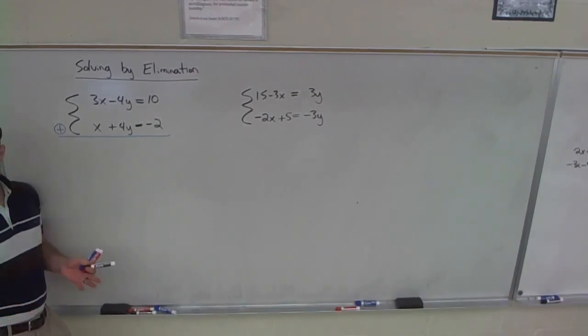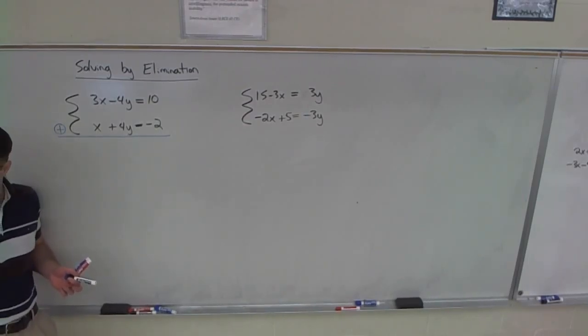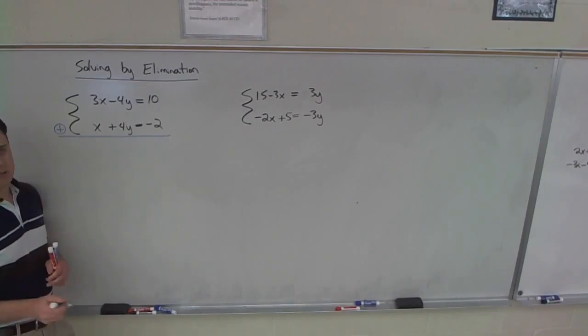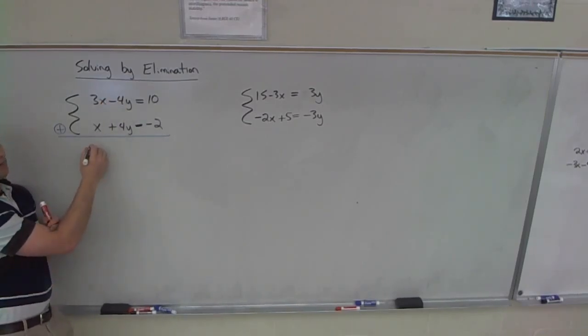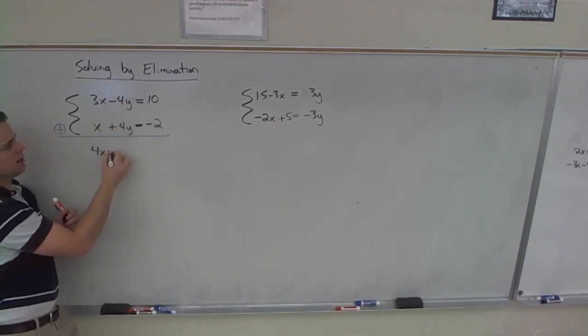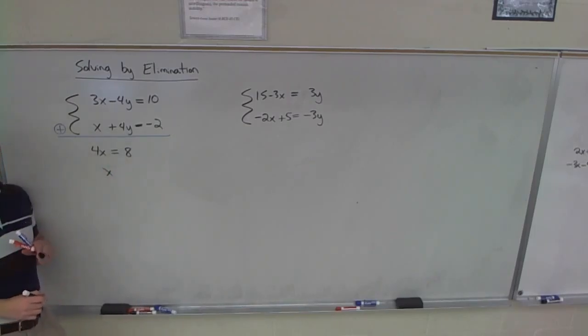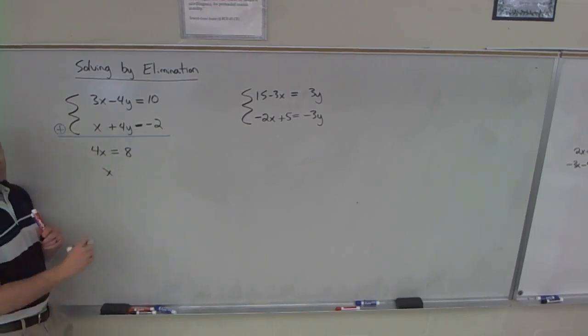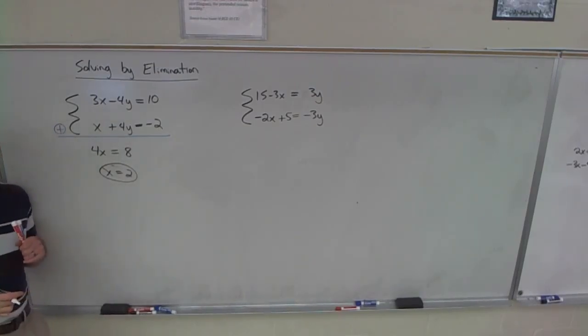The y's are going to totally go away. So I'm really targeting the y's here. They're going to be eliminated, if that makes sense. So the y's totally go away. So what do I have left? I have 4x equals negative 4x, 0y goes away, equals 8. And that's the easiest equation in the world. So you just divide by 4 and you get 2. But remember, this is a system of equations where 2 lines cross.